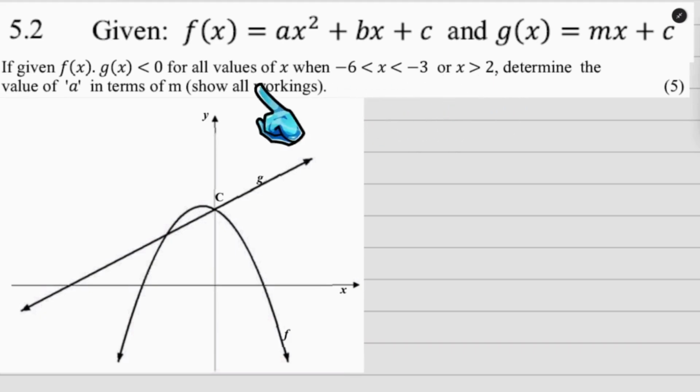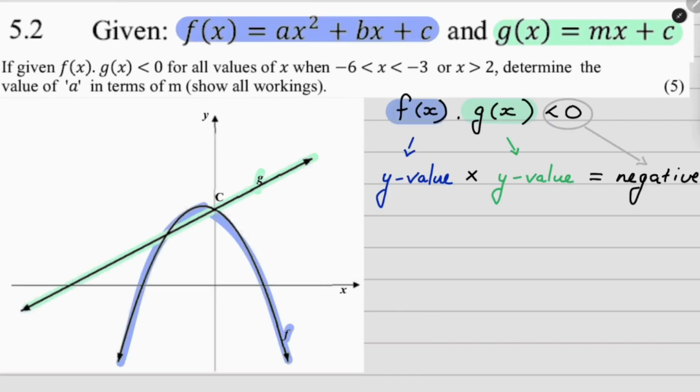Okay, so this is quite a complicated way of giving us points. So let's break it down and analyze it. If we grab the statement here and analyze it, it's basically telling you that if I multiply the y values of the graphs, I'm getting a negative number. And for that to happen, one has to be positive and the other one has to be negative, because a positive times a negative gives you a negative. So to analyze that even further, you start scanning all the way on the left of the graph.